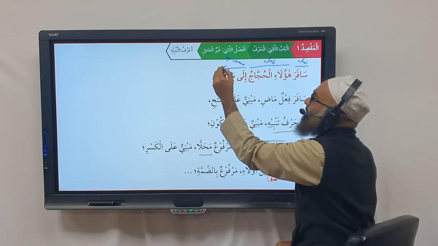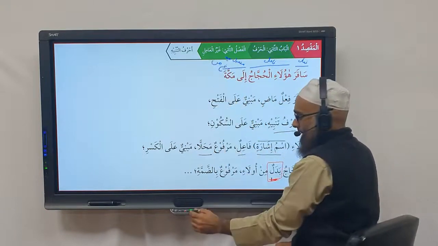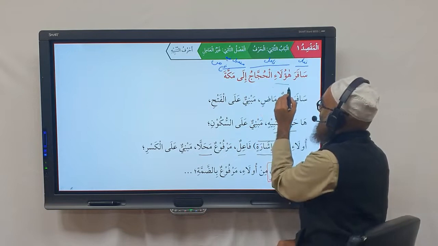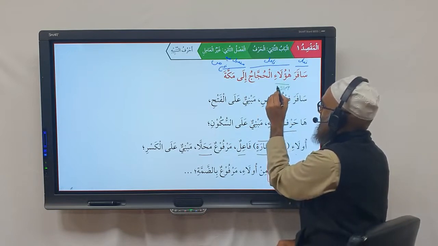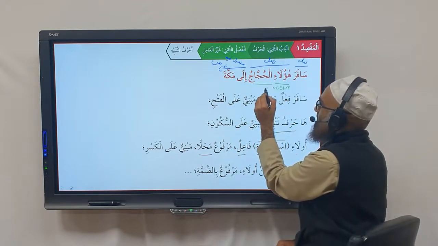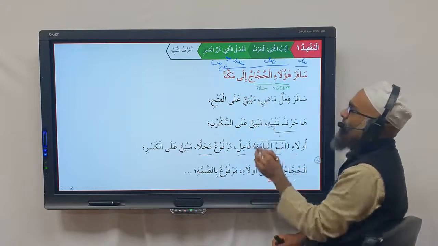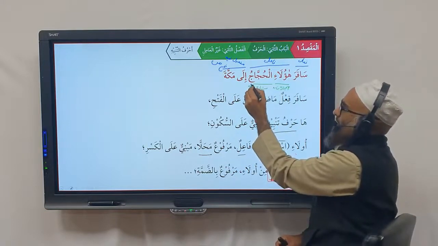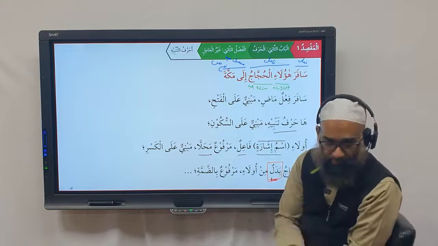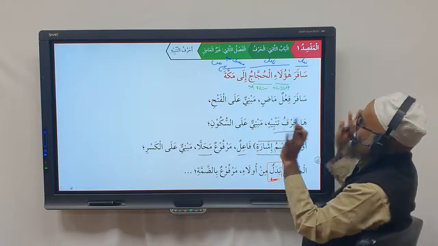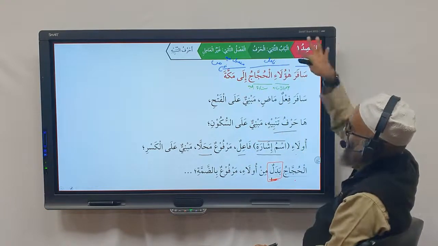Ila Makkah is maf'ulun fihi ghayr sarih. Then we will say Ha'ula is Ismul Ishara, and this is Musharun Ilay, and that's finished. That's Ismul Ishara, Musharun Ilay. That's how we do Tarkib. Yes, and then we got the meaning. Simple. So these people travel to Makkah.